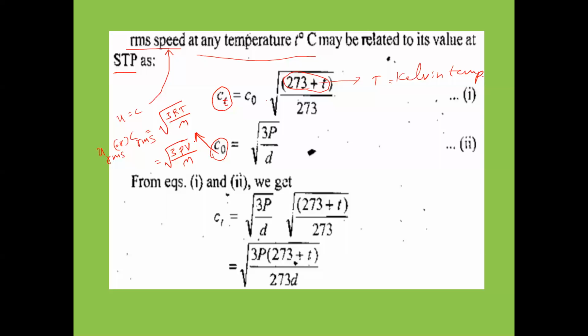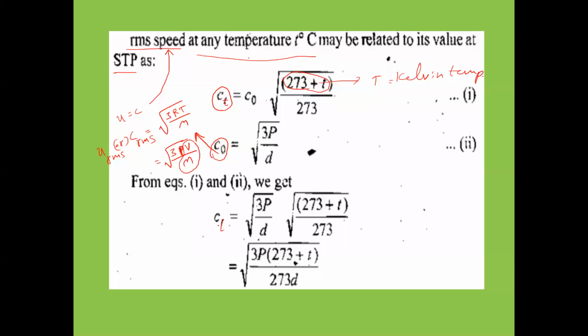In this case, volume by mass is 1 by density, so we get P by D, and 3P by D. So C naught is nothing but the RMS velocity at STP, that is 0 degrees Celsius, equal to under root 3P by D, where D is the density of the gas. From equations 1 and 2, we get CT.